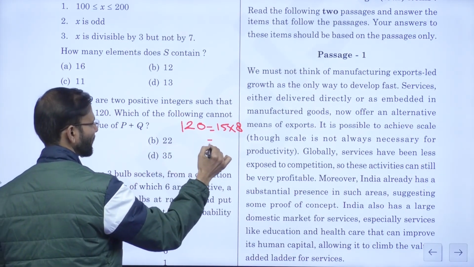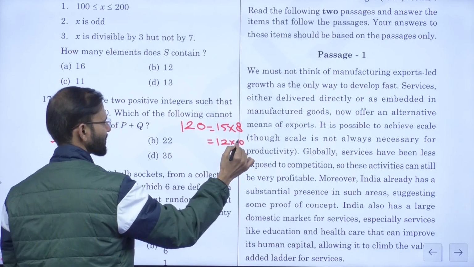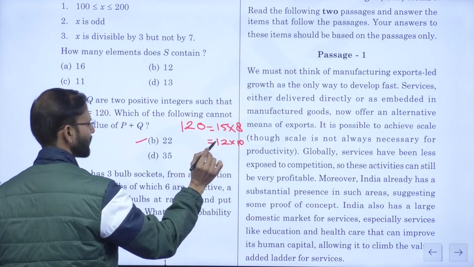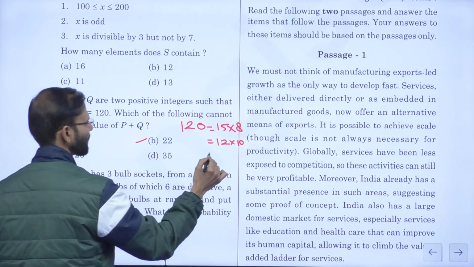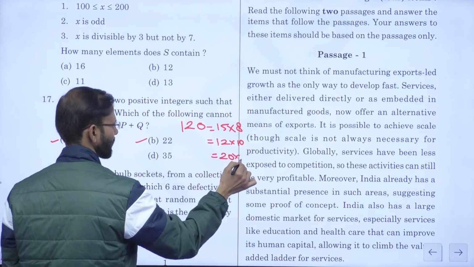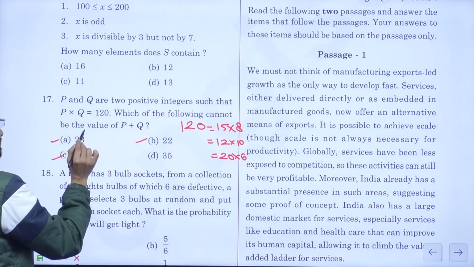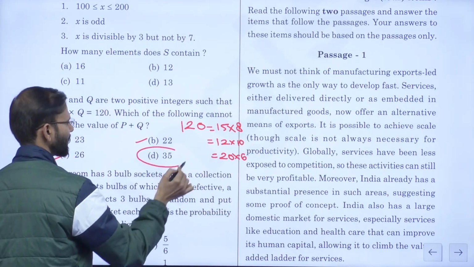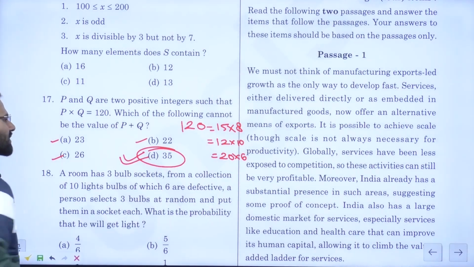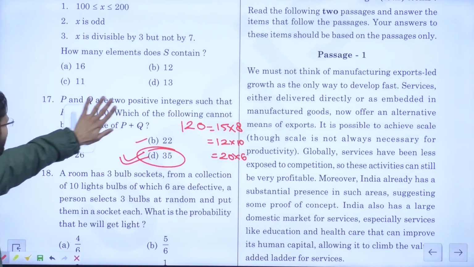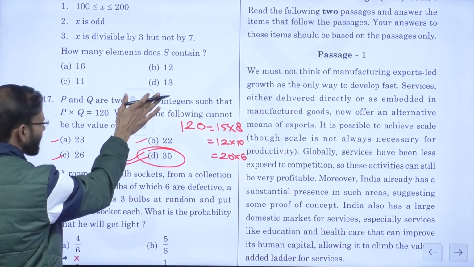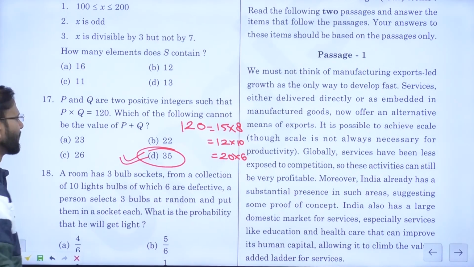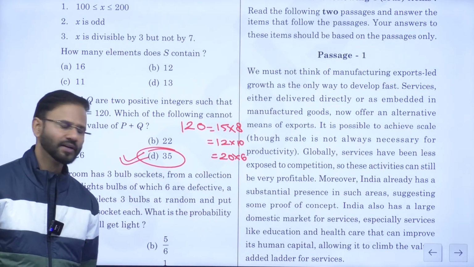Now 120 can be 12 into 10, and 12 plus 10 is 22. It is there. And it can be 20 into 6 also. 20 plus 6 is 26. This is also there. But 35 we won't get. So the answer is 35, guys. Getting it, everyone? The answer is 35 for this question.